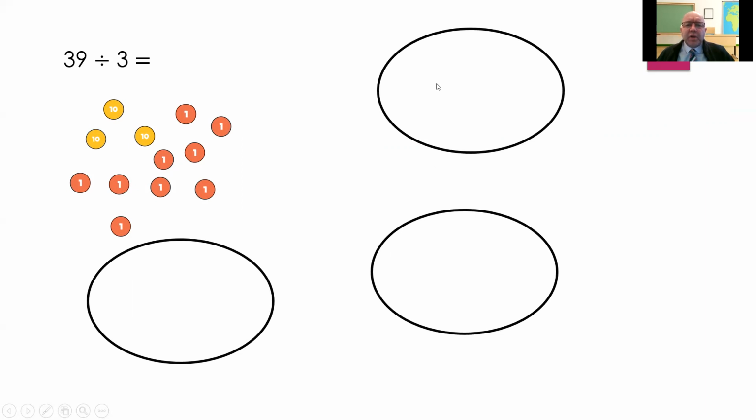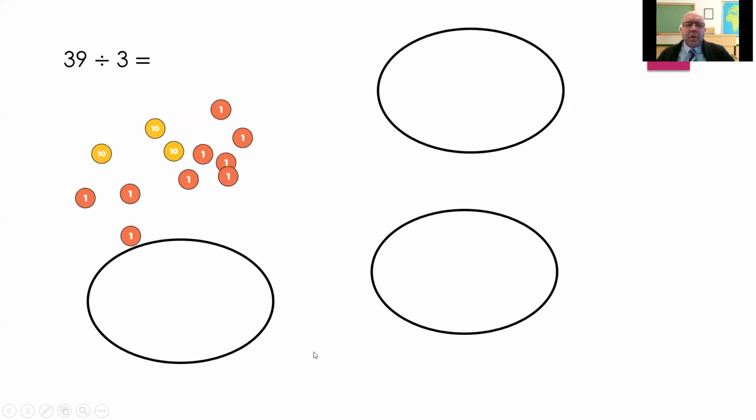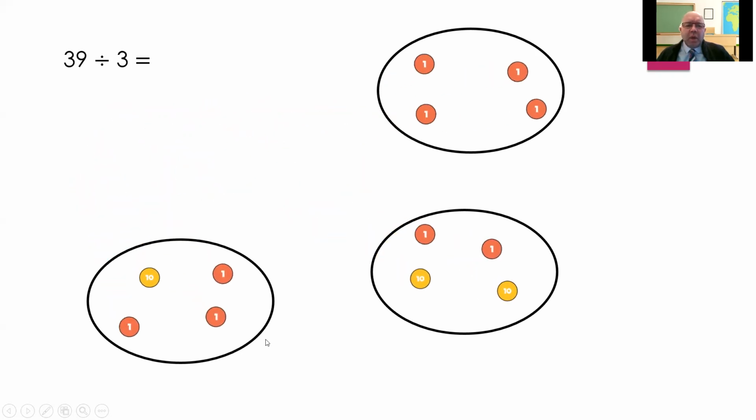There's our 3 groups, and we are going to share these counters between the 3 groups. There we go. Each group's got 4 counters. So is that correct? Hopefully, right now you are screaming at the screen, no, that's not correct.